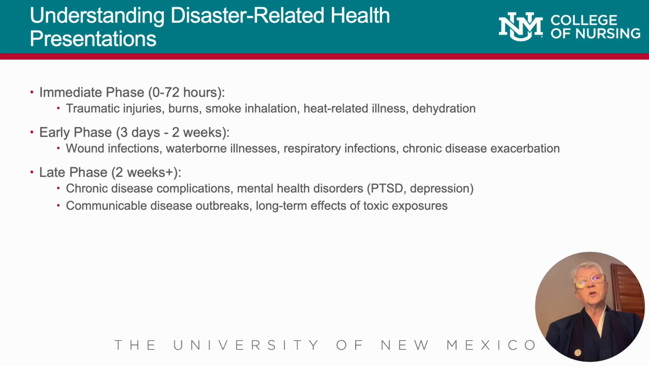In the late phase, 2 weeks and beyond, we see chronic disease complications from interrupted care. Mental health disorders like PTSD and depression are more apparent. Communicable disease outbreaks can occur in displaced populations. And malnutrition may develop in displaced populations with limited food access. And the long-term effects of toxic exposure begin to emerge. Understanding these patterns helps you to anticipate the health needs that will arise and prepare accordingly.